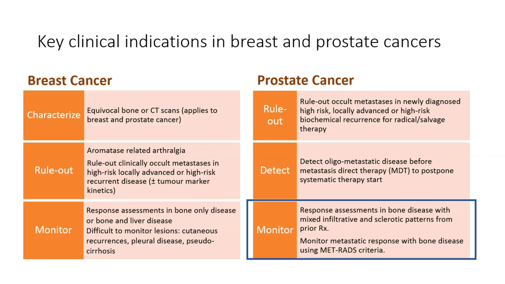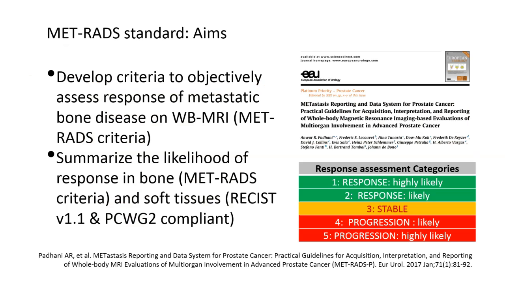Now, how do we begin to standardize the response assessment for bone disease? And this is where the METRIC criteria come in. The METRIC criteria were developed to objectively assess the response of metastatic disease on whole body MRI scans, giving response assessment categories. Response assessment categories were one of 5 categories in 3 groups. So response assessment category 1 and 2 represented highly likely to be responding and likely to be responding. Response assessment category 3 represented stable disease, and response assessment category 4 and 5 represented progression likely and highly likely.